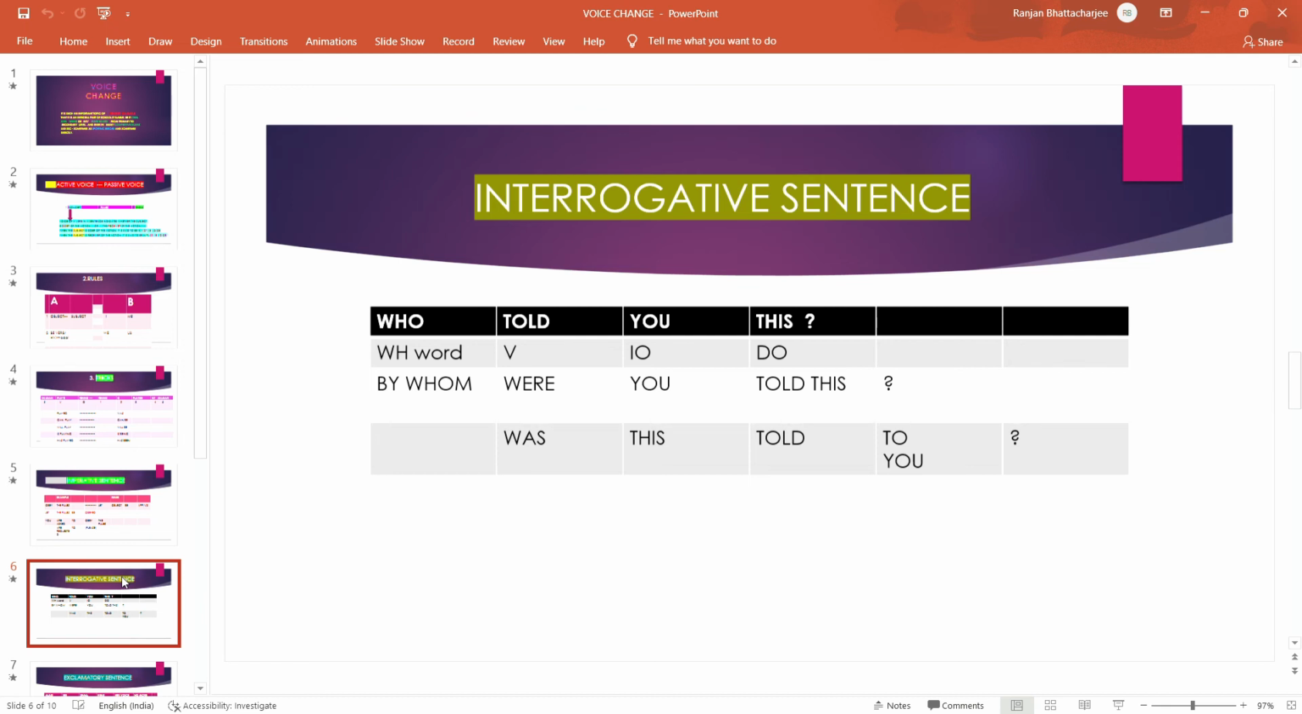Then the other object, the direct object, which is otherwise called the retained object, retains its position and is used at last. Then a question mark is used, because if the active voice is an interrogative sentence, the passive voice will also be an interrogative sentence. And if you interchange, that is, if we bring the direct object first and the indirect object after that, then one extra preposition, to, must be added. So, who told you this? By whom was this told to you? Then the interrogative sign.